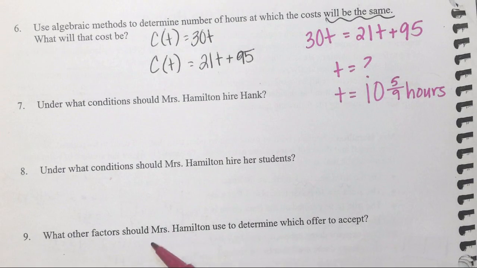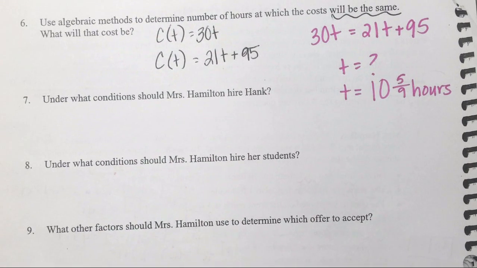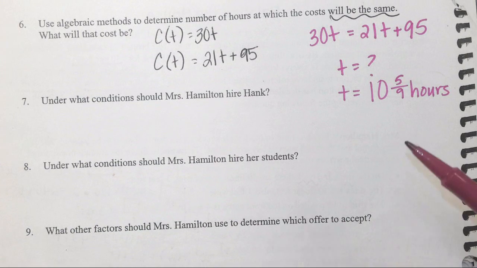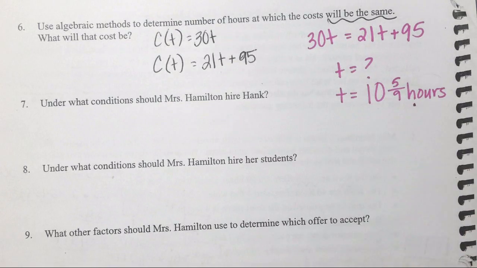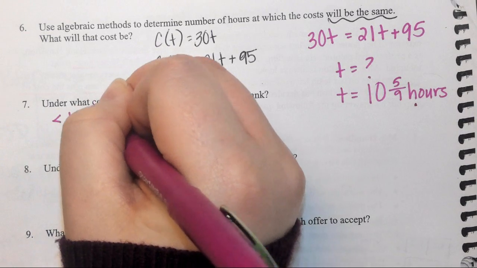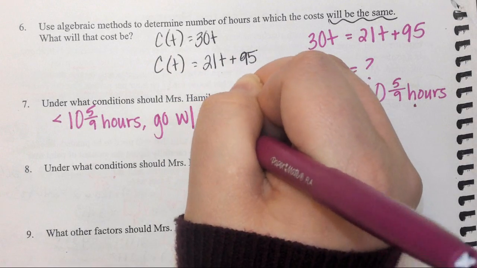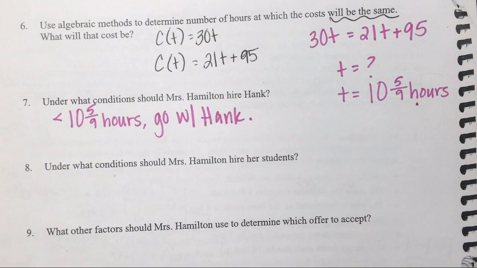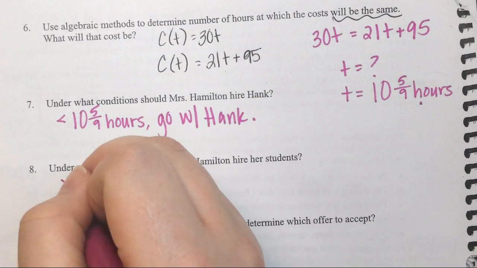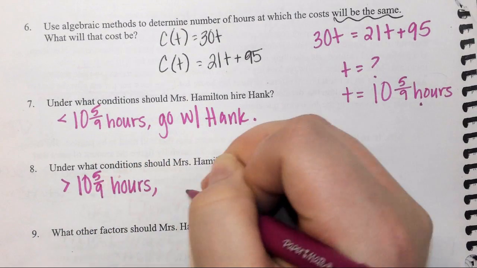Okay, and then 7, 8, 9 are actually the easiest ones. When should you hire Hank? When it's cheaper for Hank. And it's going to be cheaper for Hank anywhere less than this number. So you're going to write a pretty sentence about as long as it's less than 10 and 5 ninths, go with Hank. But your sentence is going to be much lovelier than mine, because mine is not much of a sentence. If it's going to take longer than 10 and 5 ninths hours for the job, let's say it takes 12 hours, you should go with the math team.